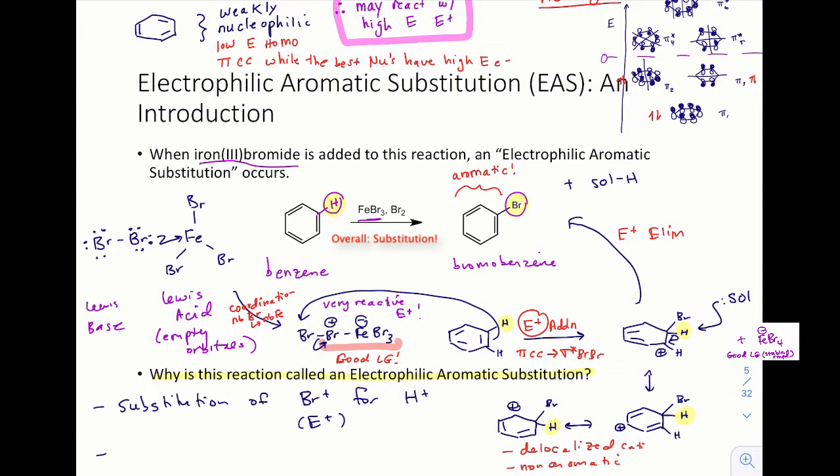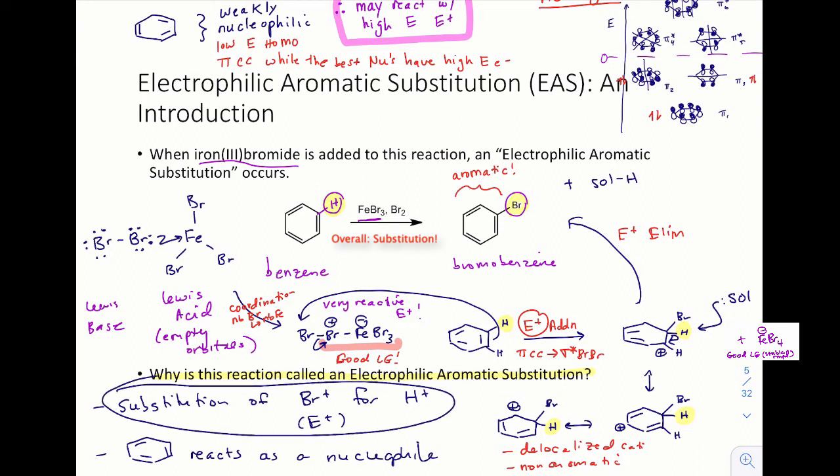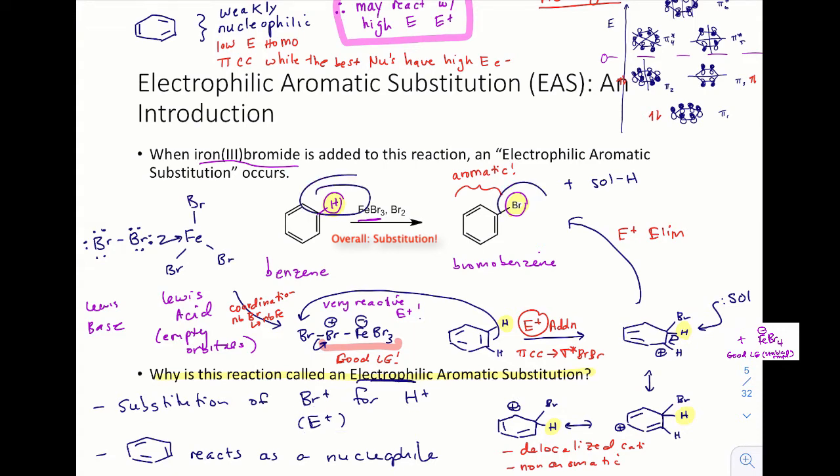Yeah. We'll see it happen a couple times today. And I'll just repeat that. The aromatic ring here reacts as a nucleophile with an electrophile. So the electrophilic part refers to the species that's added. The aromatic refers to the benzene ring, and of course substitution, we've already been over that. Replace one group with another.